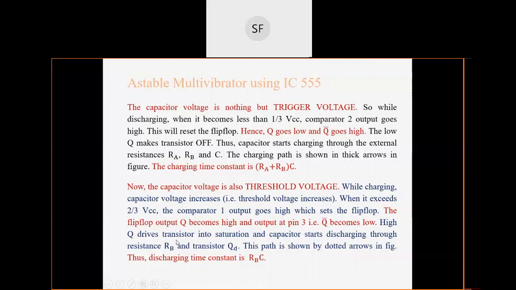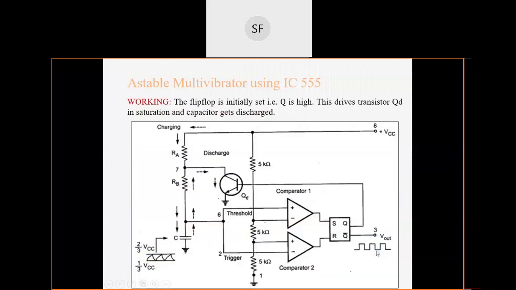The high Q drives the transistor into saturation and the capacitor starts discharging through the resistance Rb and transistor Qd. Qd is nothing but the discharging transistor. This path is shown by the dotted arrow. So the discharging path is shown by this arrow. Okay, these are the dotted arrows.